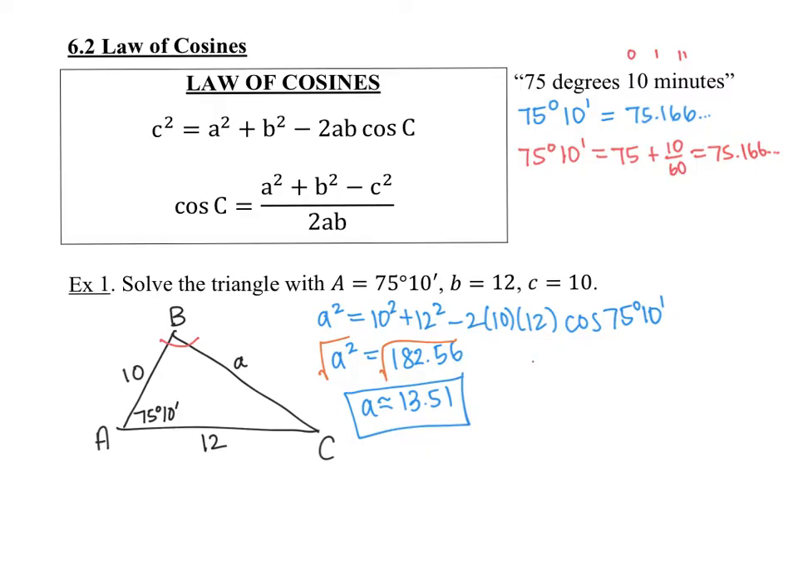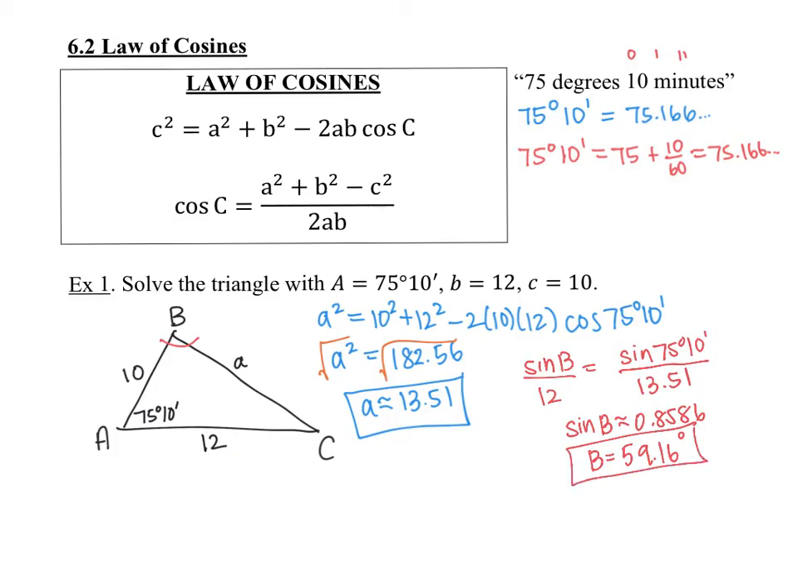So I'm going to say sine of B over 12 equals the sine of 75 degrees 10 minutes, or the decimal approximation, over, what did I just get for A? 13.51. Okay, let me put this in my calculator. The sine of B is about 0.8586. So if I do inverse sine on that, I get about 59.16 degrees. Okay, degrees for my answer B.